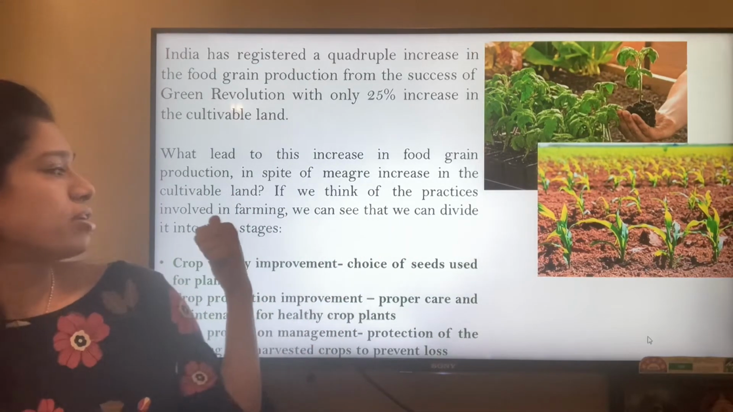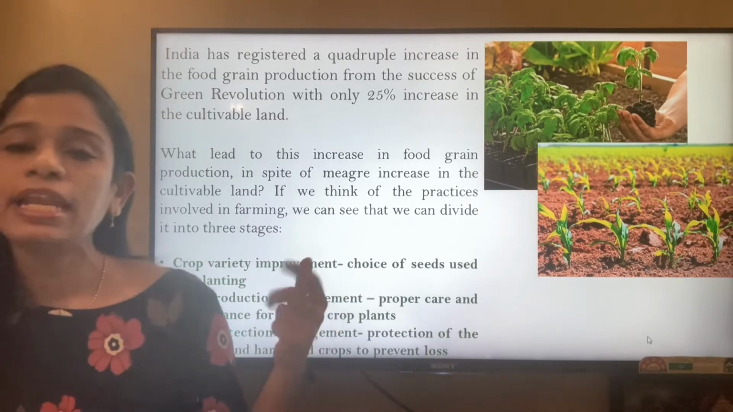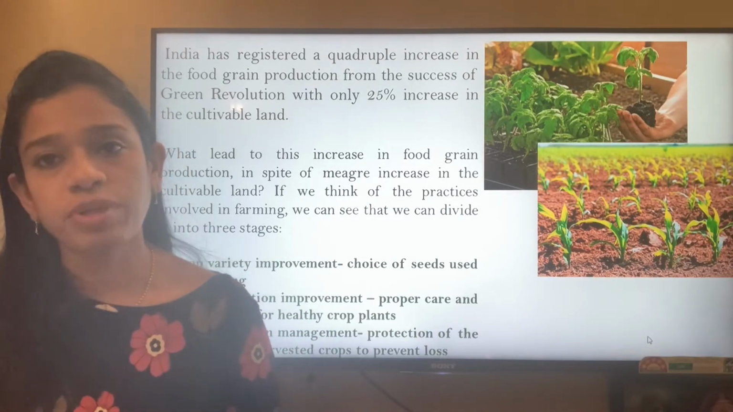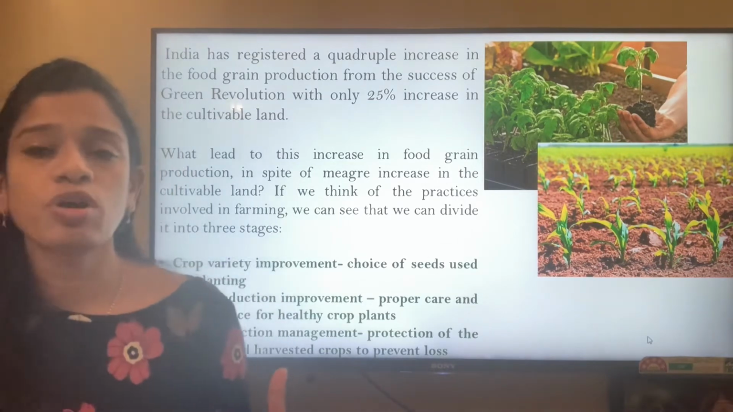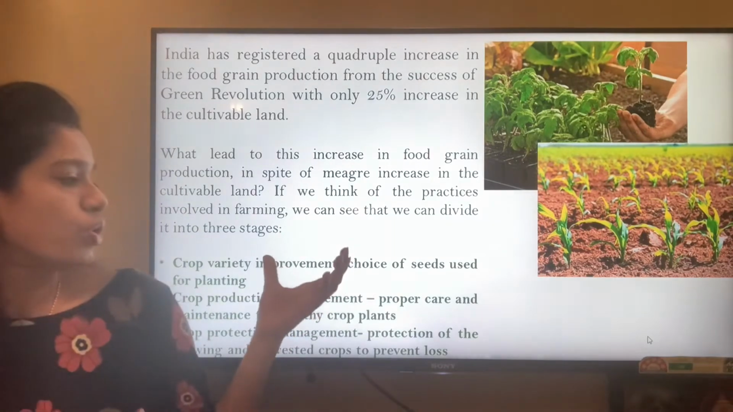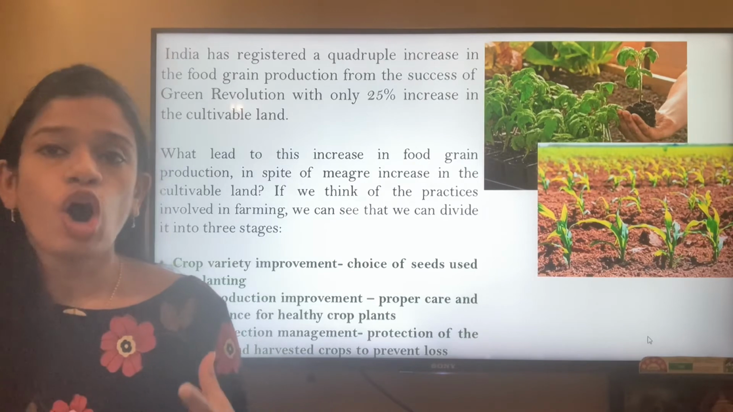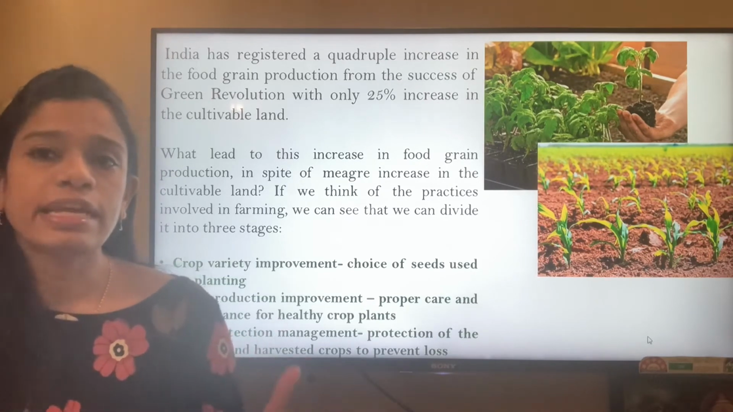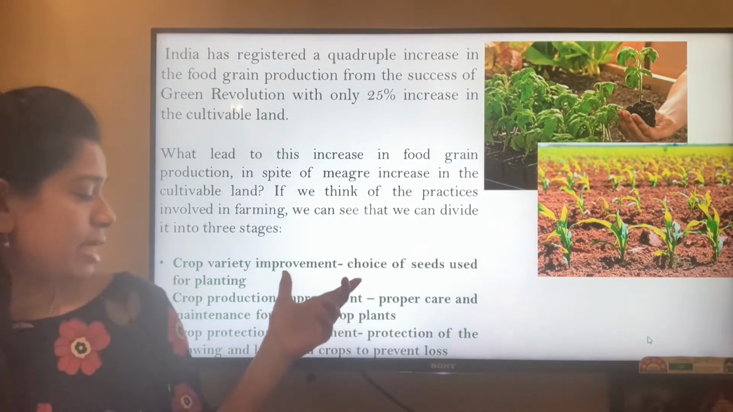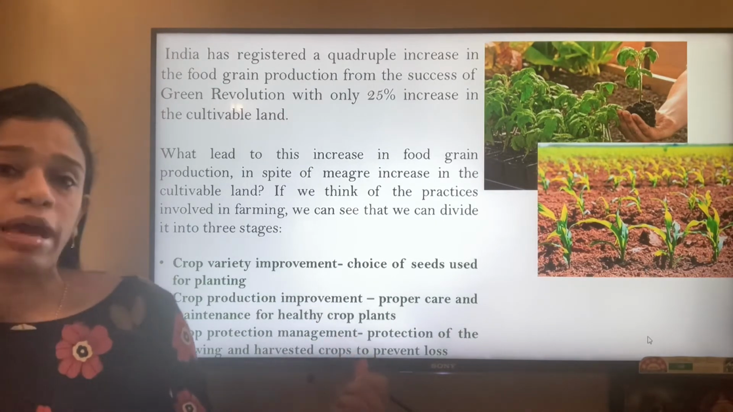If we think about the practice involved in farming, we can see that we can divide it into 3 stages. Now, how did this much increase in food production come? This was only because of the management, the cultural practices that were followed. We will learn this in 3 different major heads. The first is crop variety improvement, second is crop production improvement, and third is crop protection management.